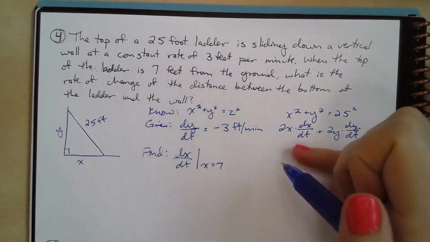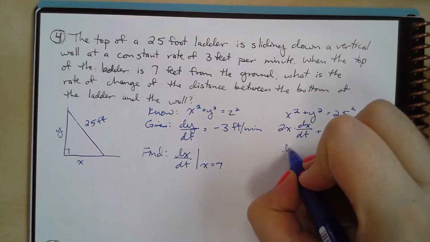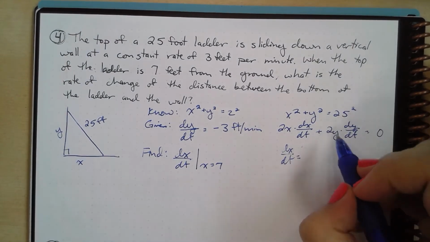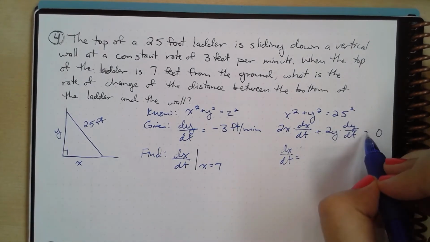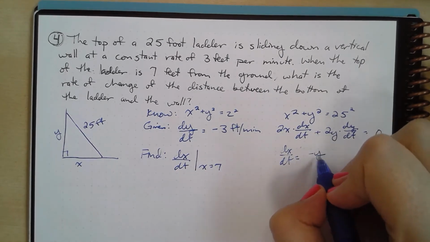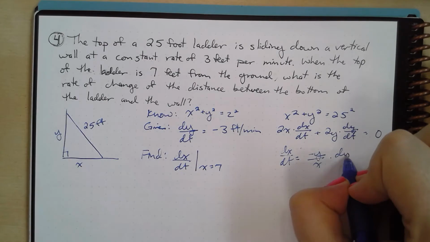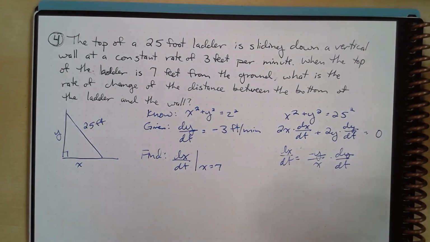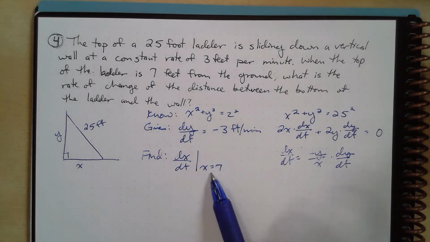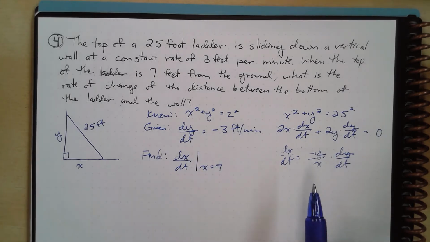So dx over dt is going to be equal to, well, this would subtract, right? And then we're going to divide, and the 2's will cancel out. So we'll have negative y over x times dy over dt. Well, we have what dy over dt is, and we have what x is, but we need to know what y is.